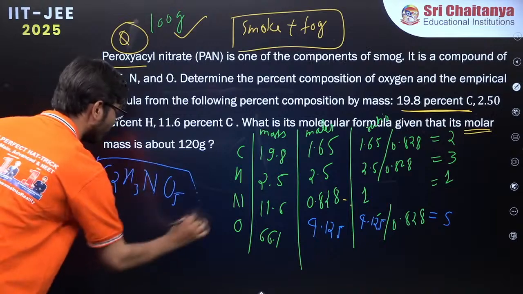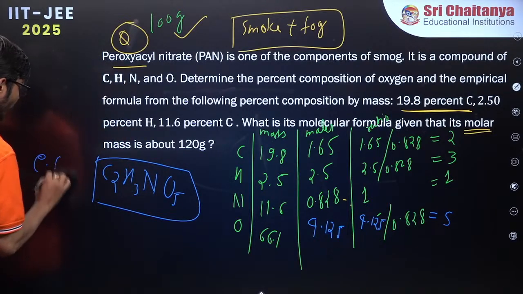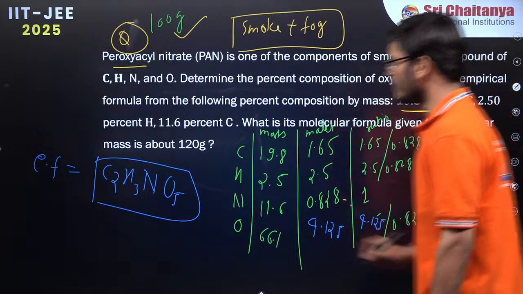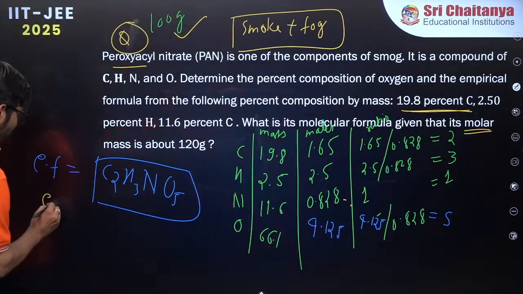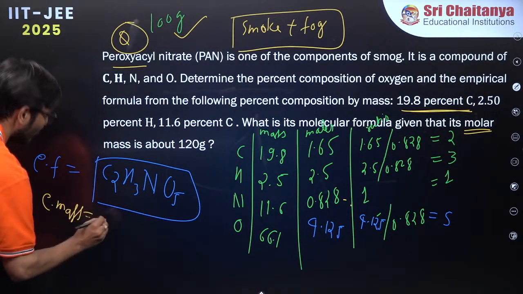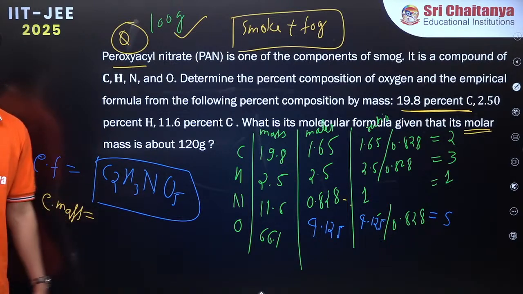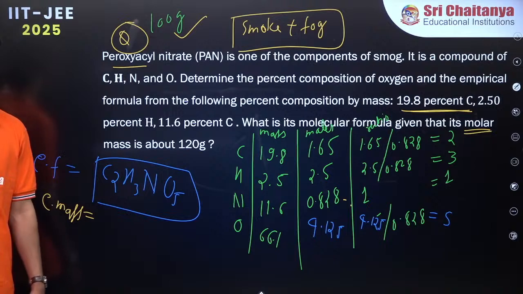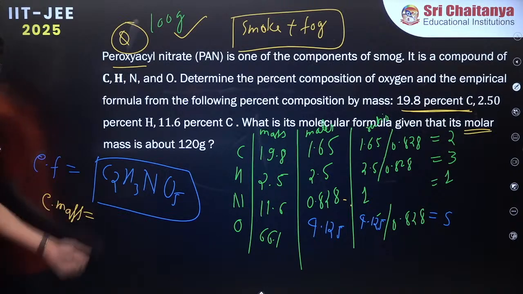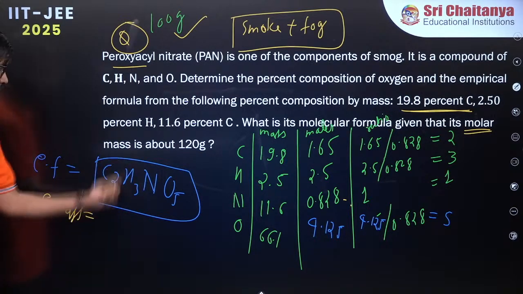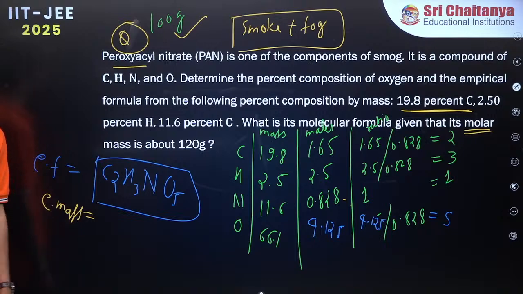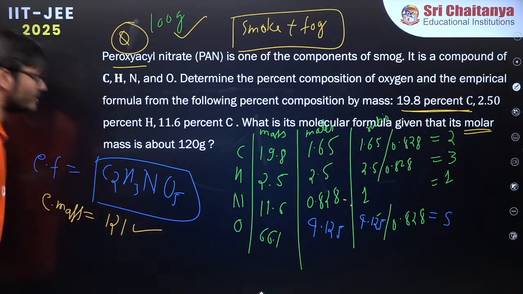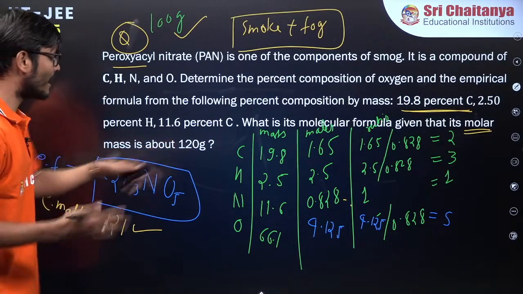Now this is the empirical formula. Remember, this is not the molecular formula. This is the empirical formula, right? Can you give me the mass of the empirical formula? What is the empirical mass? Give me the empirical mass quickly, please. What is the empirical mass for this compound? 121. Very good, beta ji. So empirical mass is 121 and the molecular mass is 120.